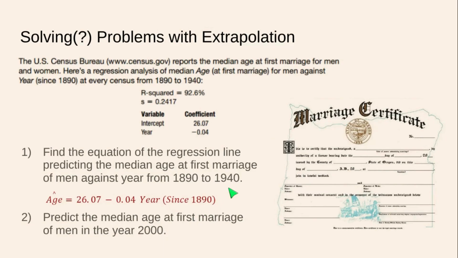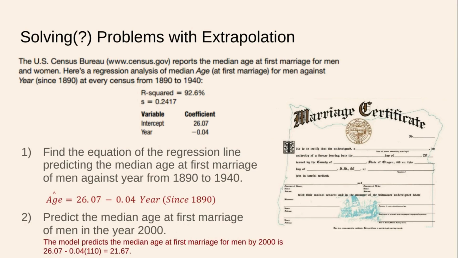2000 is very far away from 1940. If you have been on Earth for as long as you have, you know that a lot happened between 1940 and 2000. Even though you weren't alive, and I was barely alive, let's make a prediction. See how we do. The model predicts the median age at first marriage for men by 2000 is 21.67. All right. So we are marrying pretty young in the year 2000.